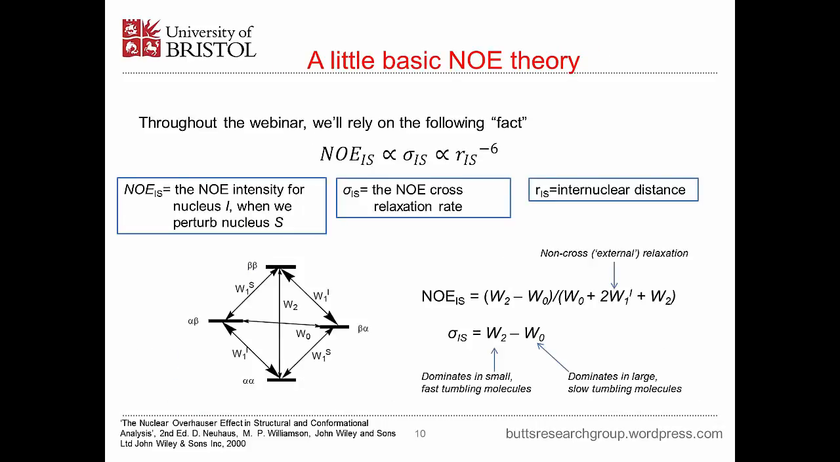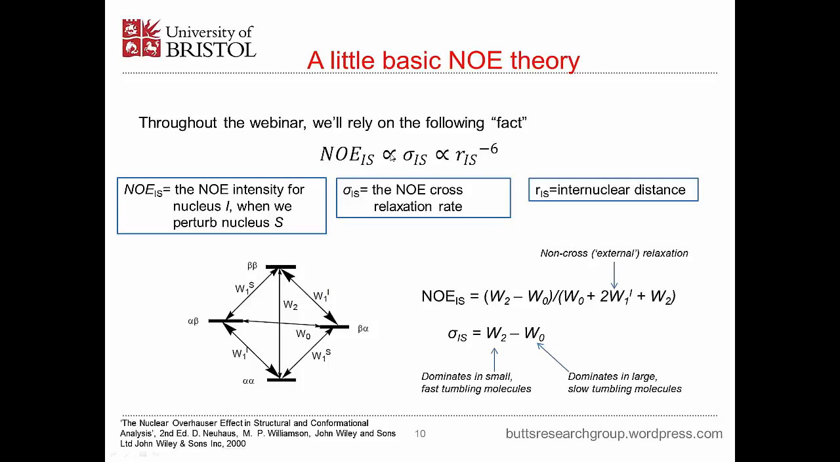So a little bit of theory. I don't like equations a very great deal, but you have to throw them in here to at least understand what's going on. So throughout this webinar, I'm going to rely on a really simple assumption, and I'm going to call it a fact here, but really it's an assumption. The NOE intensity between two nuclei, two spins, I and S, is proportional to the distance between those spins to the power of -6. Okay? We can go through the maths as to how you might come to this conclusion or not, but I'm going to make the assumption that this is true.